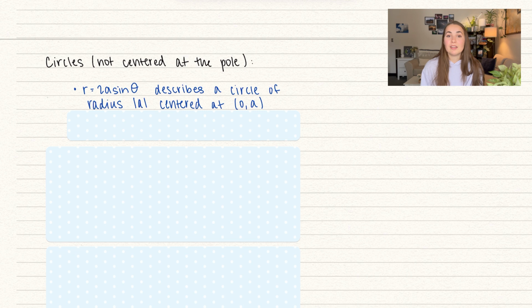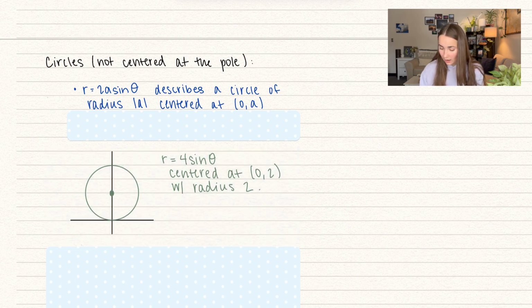So we talked about circles that are centered at the pole or the origin, and we also have circles that are not going to be centered at the origin. So let's go ahead and take a look at what these look like. First, when we have r is equal to 2a times sine of theta, this describes a circle of radius a centered at the point (0, a). So let's go ahead and see that drawn out. Here we have r is equal to 4 sine of theta, right? So this circle is going to be centered at (0, 2), and it's going to have a radius of 2.